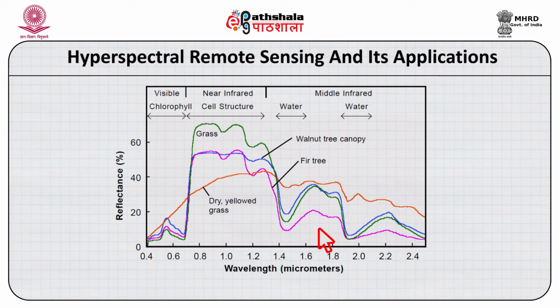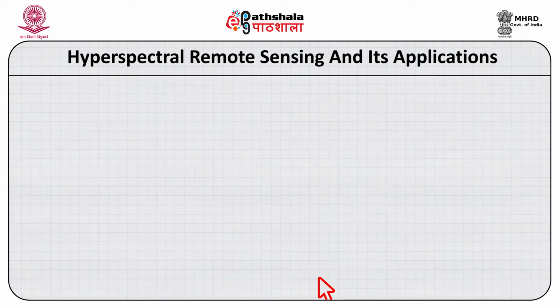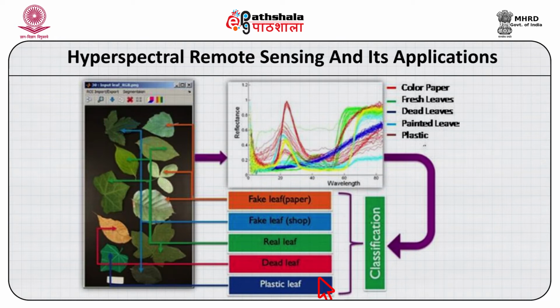Now let us see another application of hyperspectral data. Figure 8 gives a very clear and interesting picture. On the left side there is a snapshot of a computer screen where you see different types of leaves. One is dark in color, maybe green, one is whitish, some are yellowish. There are different colors, shapes and sizes of leaves: a fake leaf, then a real leaf, then a dead leaf, then a plastic leaf.